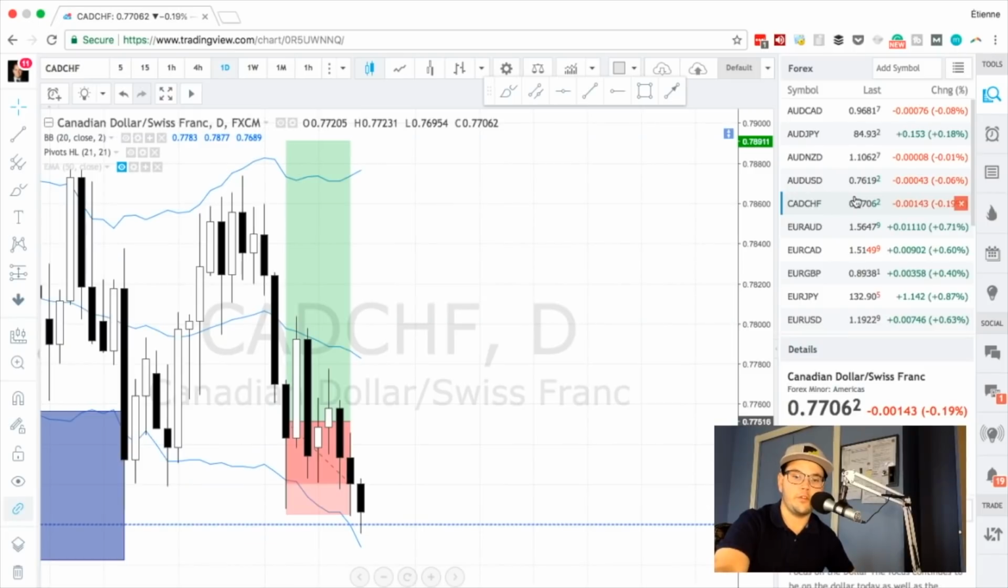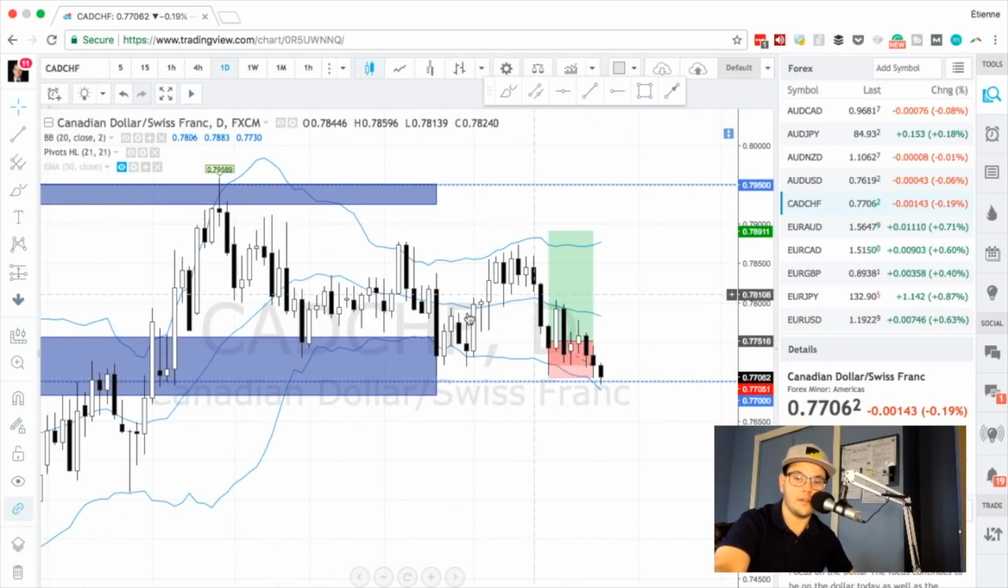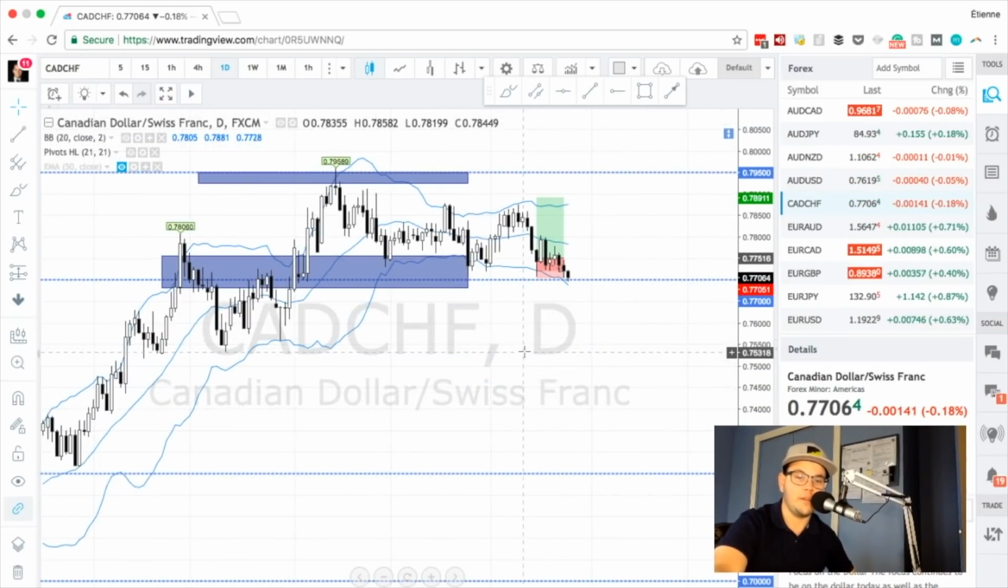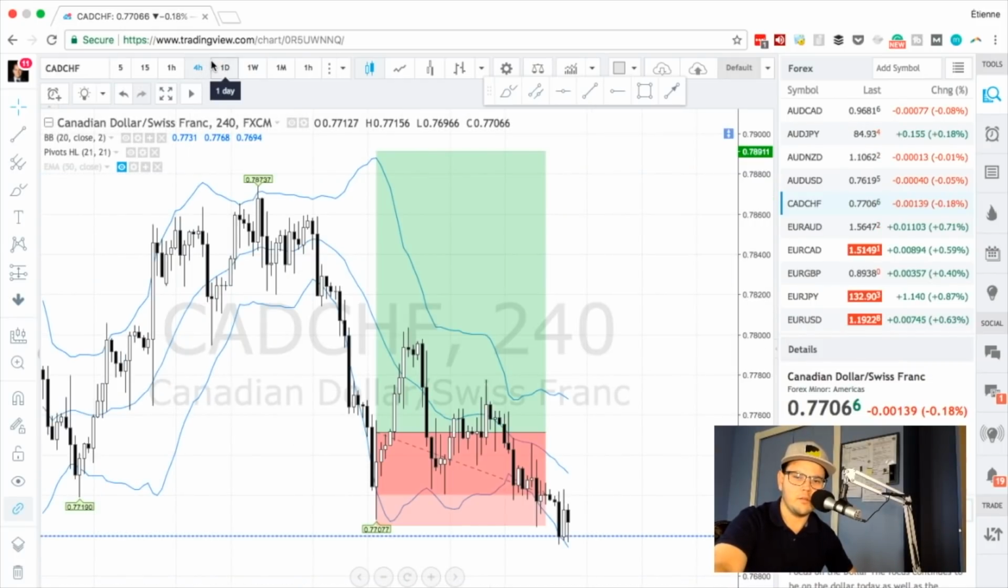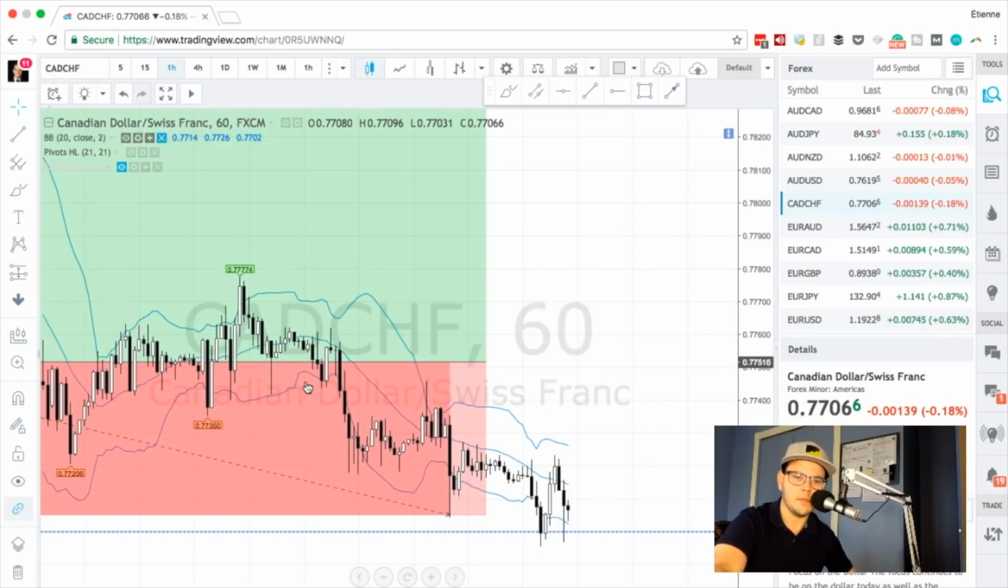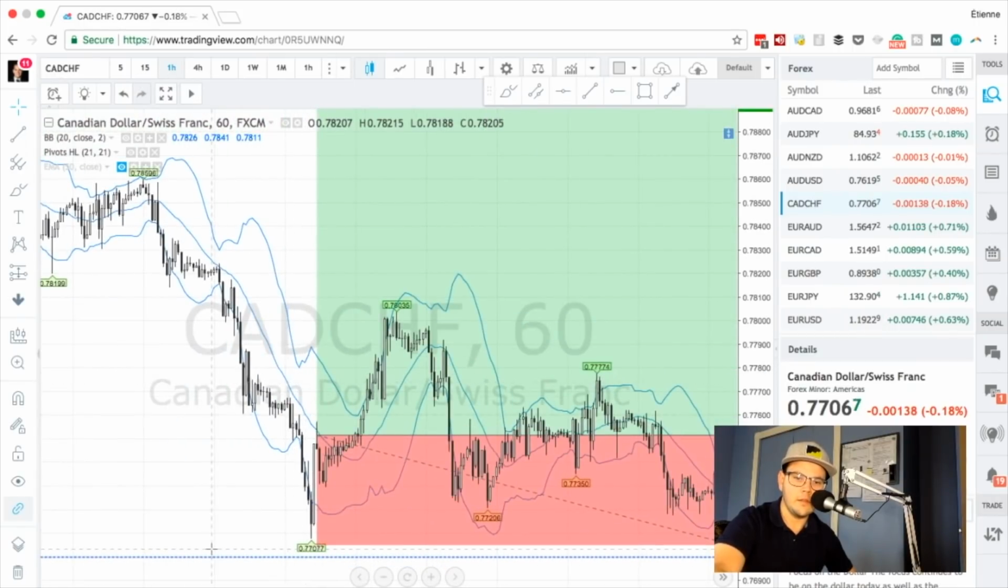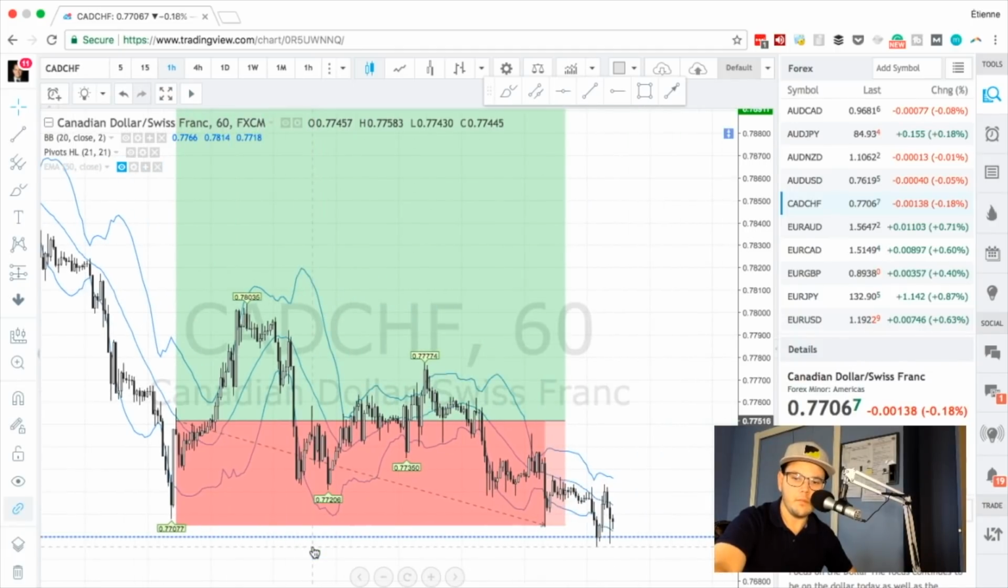CAD CHF was a trade where I got stopped out. I showed this one earlier. We are at this major level on the daily chart and the weekly chart, 0.77. I think that trade was taken on the 4-hour chart or the 1-hour chart. There we go, the 1-hour chart: entered here, stop loss below the low, and we've been stopped out right here.